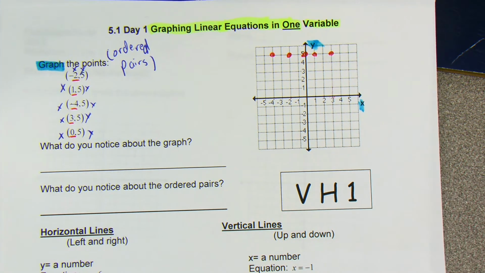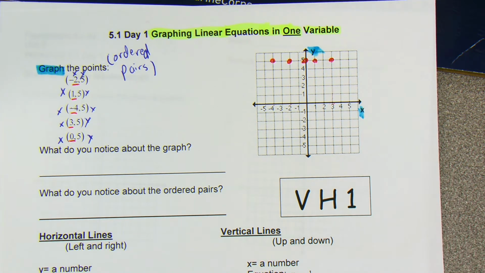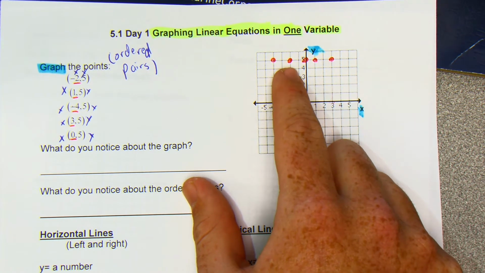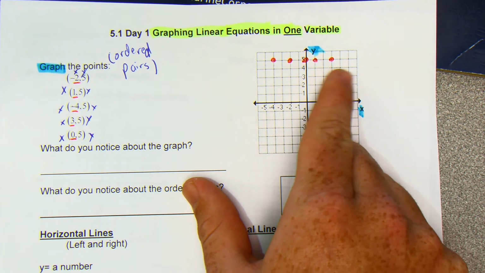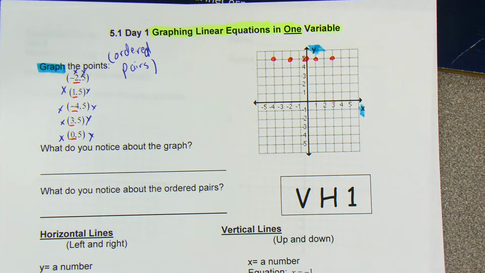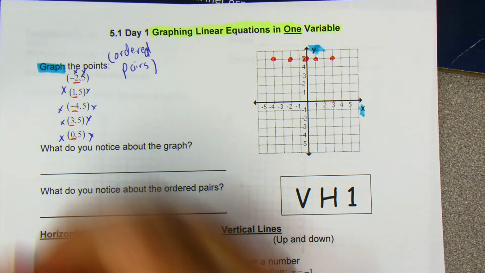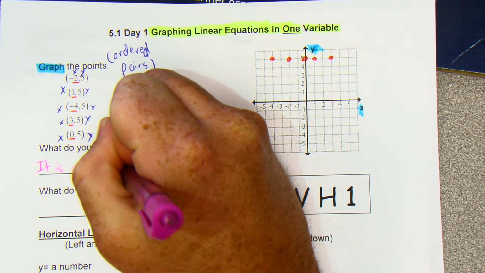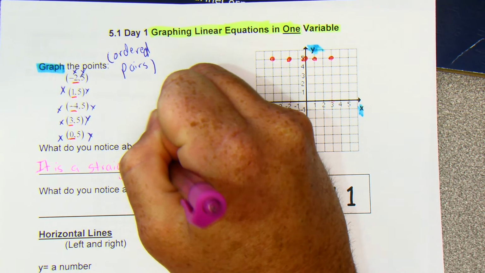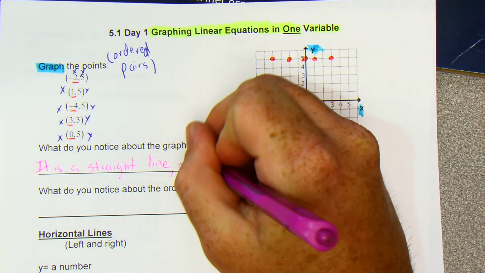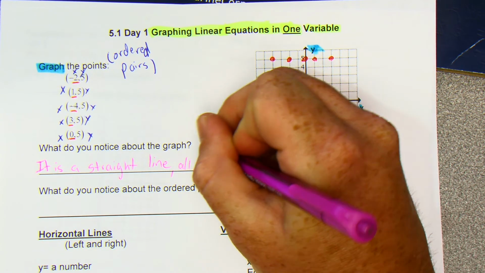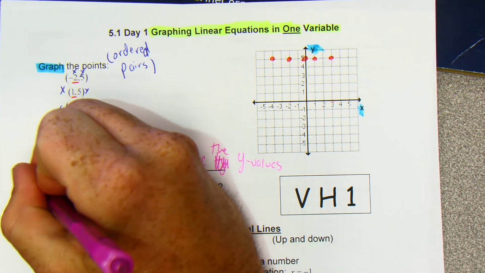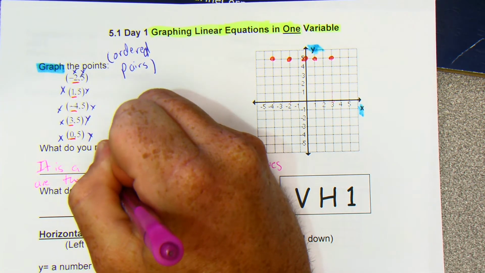Our next question is, what do you notice about the graph? If we look at this graph, the first thing I notice is that it's basically a straight line. It's just a horizontal line, so all of our y values are the same. So let's say, what do you notice about the graph? It is a straight line. All of the y values are the same.